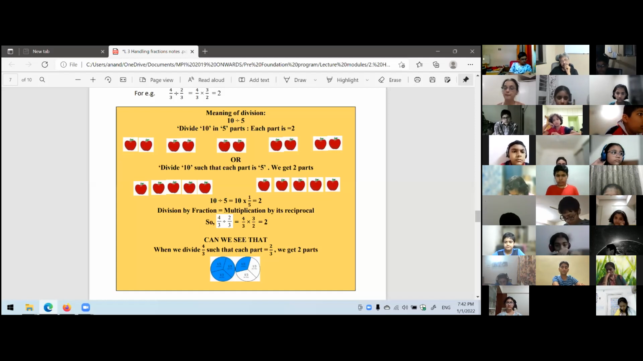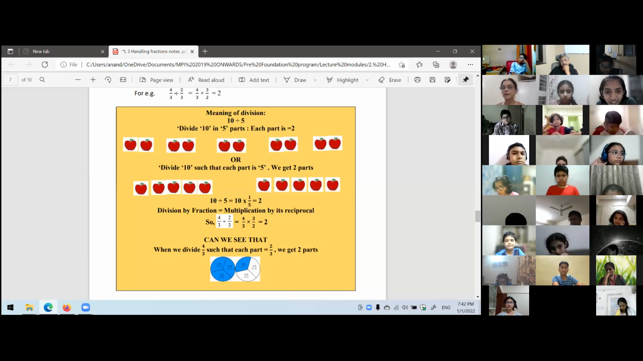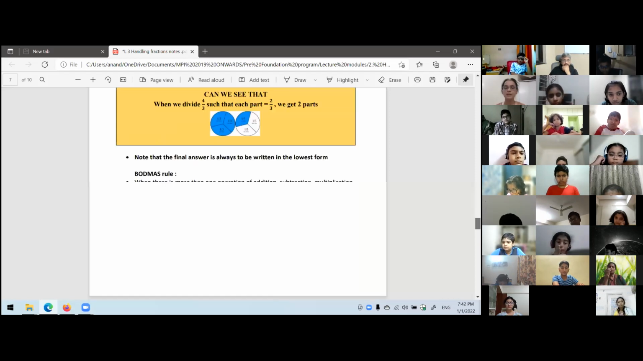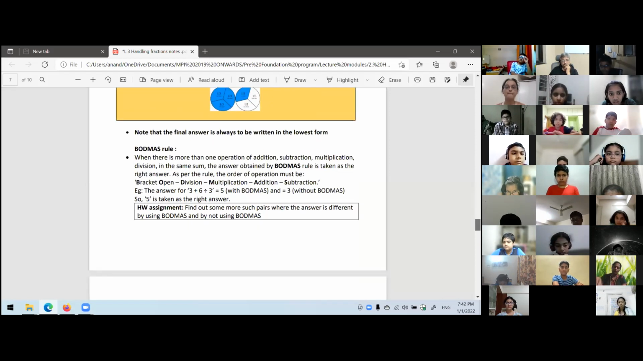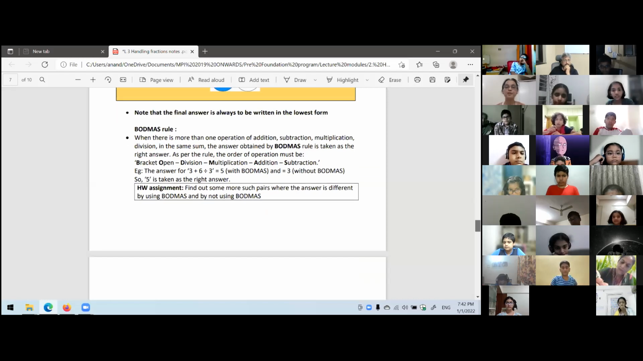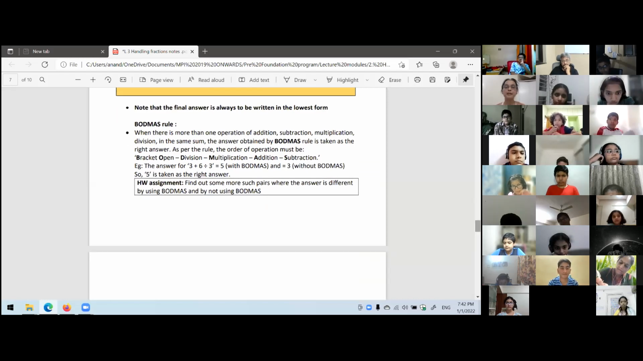Okay. You will read all this that I have written very carefully after I send the notes today. So this is how we understand why division is multiplication by the reciprocal.